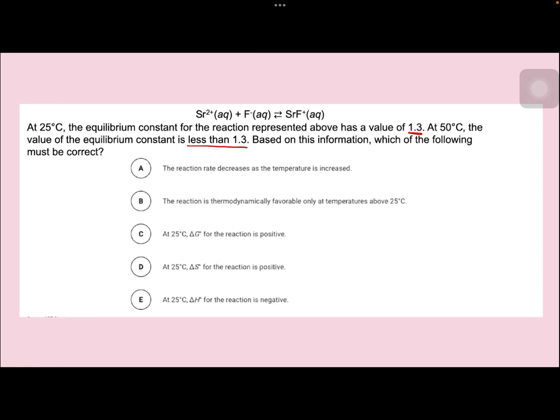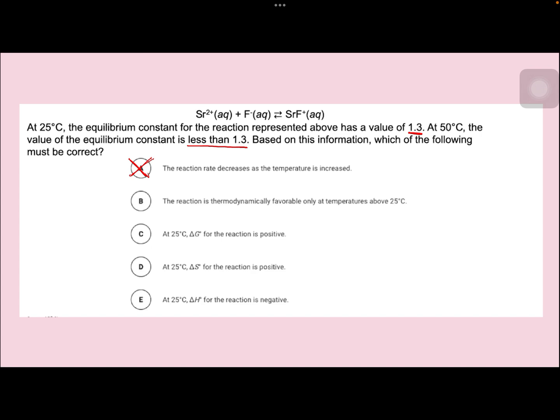So we have all these options here. Let's weed our way through our answer choices. Choice A, the reaction rate decreases as the temperature is increased. That is not going to be true because kinetics tells us that an increase in temperature increases the frequency of collisions, therefore increasing reaction rates.